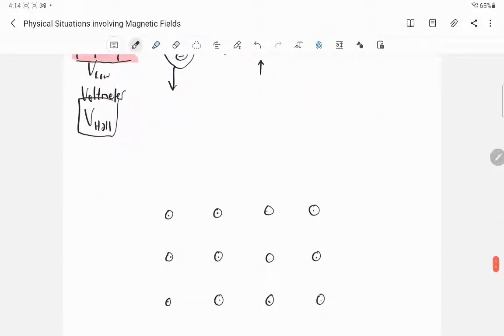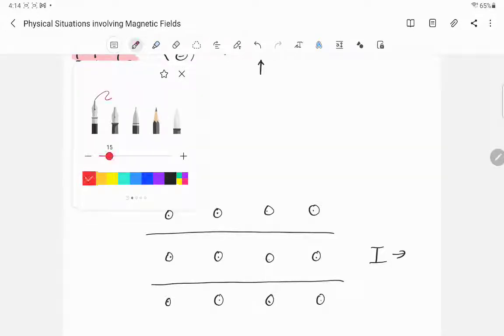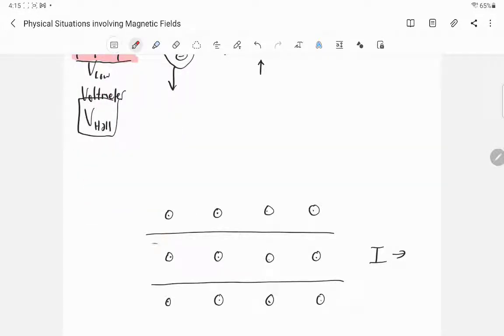But let's do the opposite assumption. Let's make an assumption that instead, if I have a current flowing to the right, then what that means is I have a bunch of stationary electrons. So let me draw these electrons. I'm going to imagine that they actually don't move. And instead, I've got positive charges that flow. And this is the current.